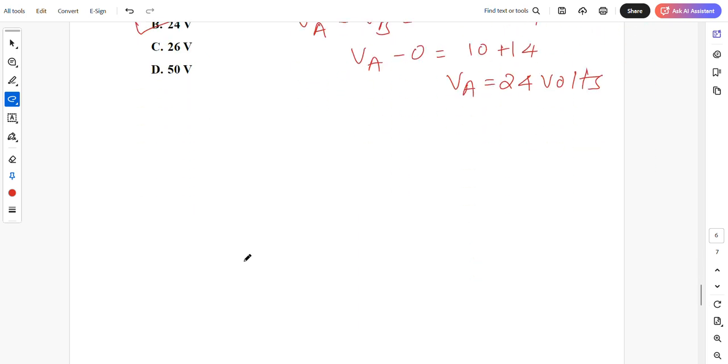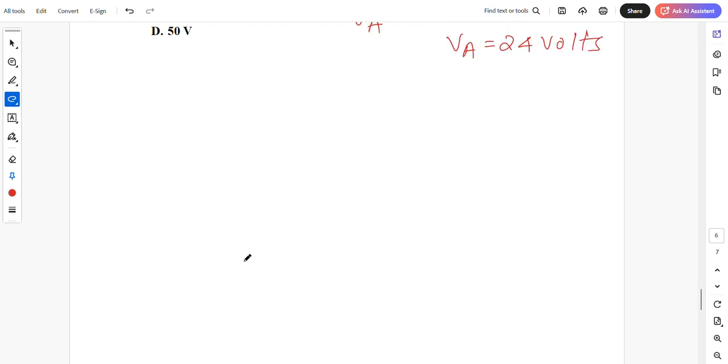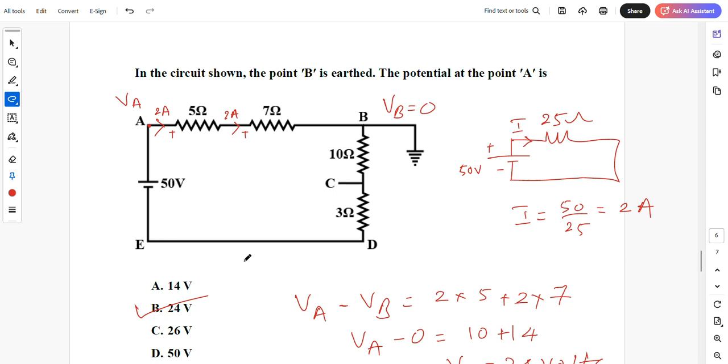You kindly practice all these problems so that you can easily do any problem on Kirchhoff's laws.